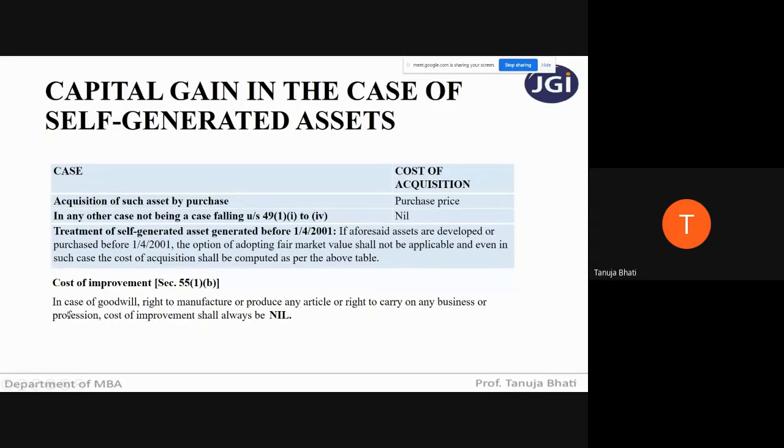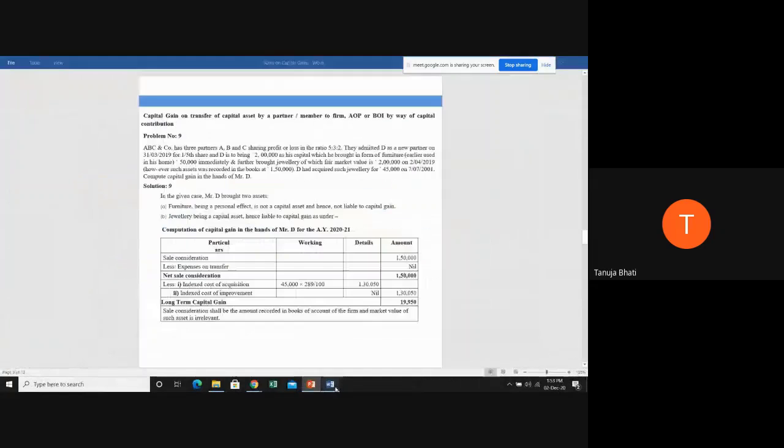Cost of improvement, in case of goodwill, right to manufacture, produce any article, thing, or any business or profession, the cost of improvement shall always be nil. So remember, students, in case of self-generated assets, cost of acquisition and cost of improvement are going to be nil. If you're selling that asset, whatever sales value at which you're selling will be your sales consideration. But your cost of acquisition and cost of improvement is going to be nil. So let us start solving a problem on this, so that you understand the concept better.